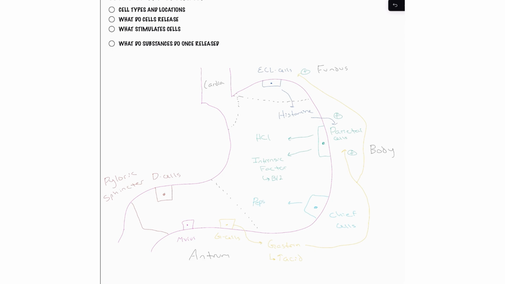So the chief cells release pepsinogen. Pepsinogen is good for activating enzymes that are necessary for digestion. We've talked about the G cells. The mucus cells obviously release mucus that coats the stomach.